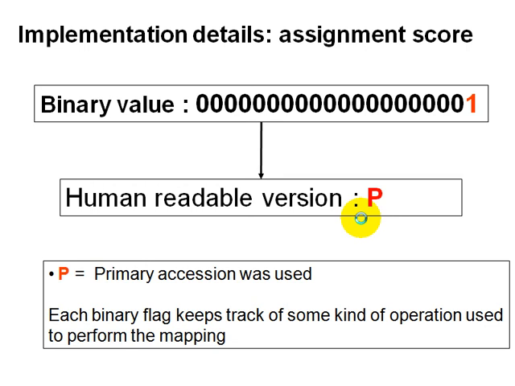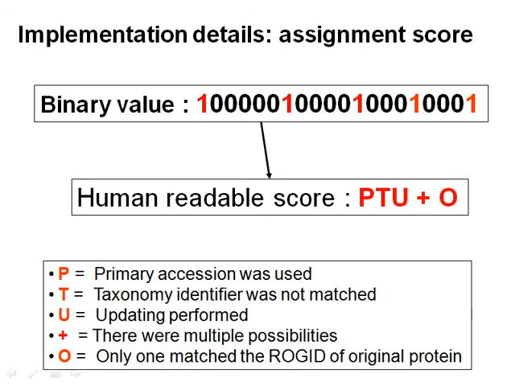This assignment score is associated with a binary bit flag where there's about 17 different things that can happen through our workflow, and each one of these bit flags gets flipped when one of those things happens. And in this case, it's a very, very simple process, and the human readable version of this is simply a P, meaning that the primary accession was used. However, things can be much more interesting.